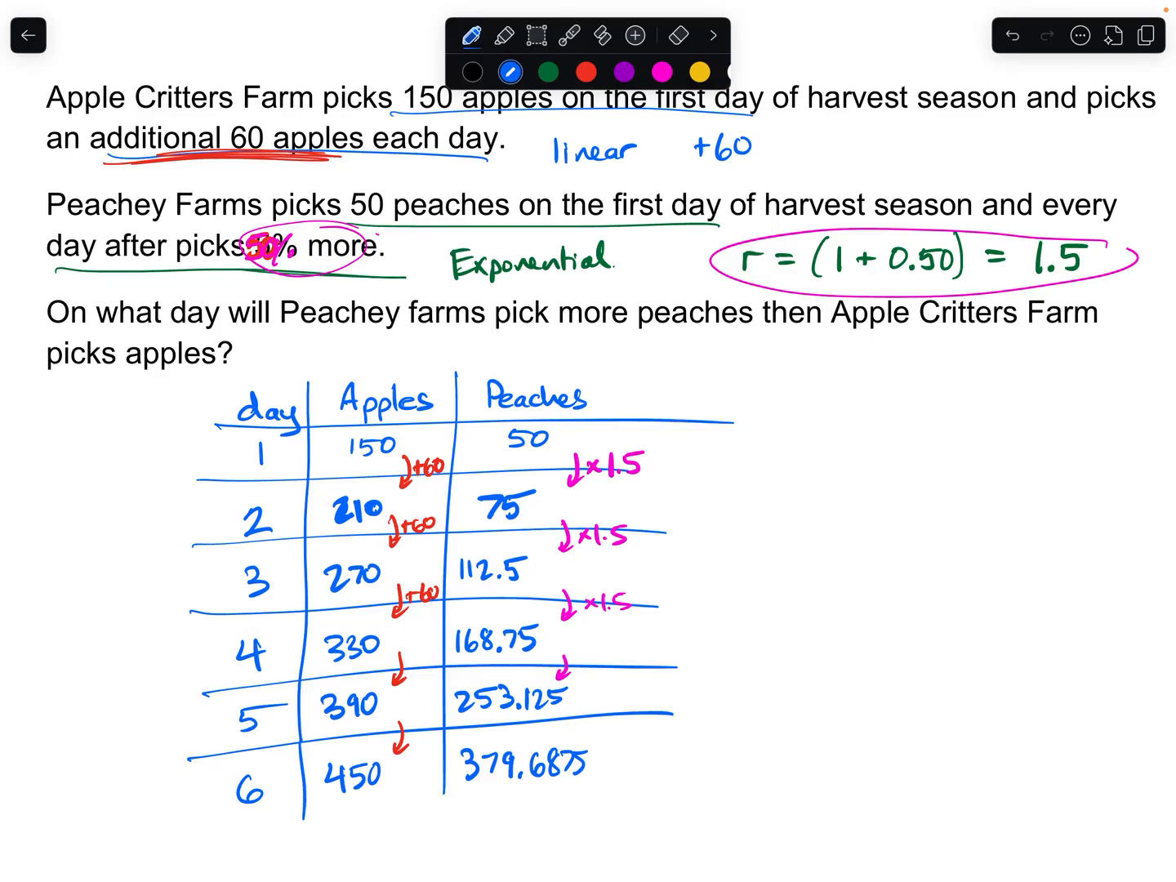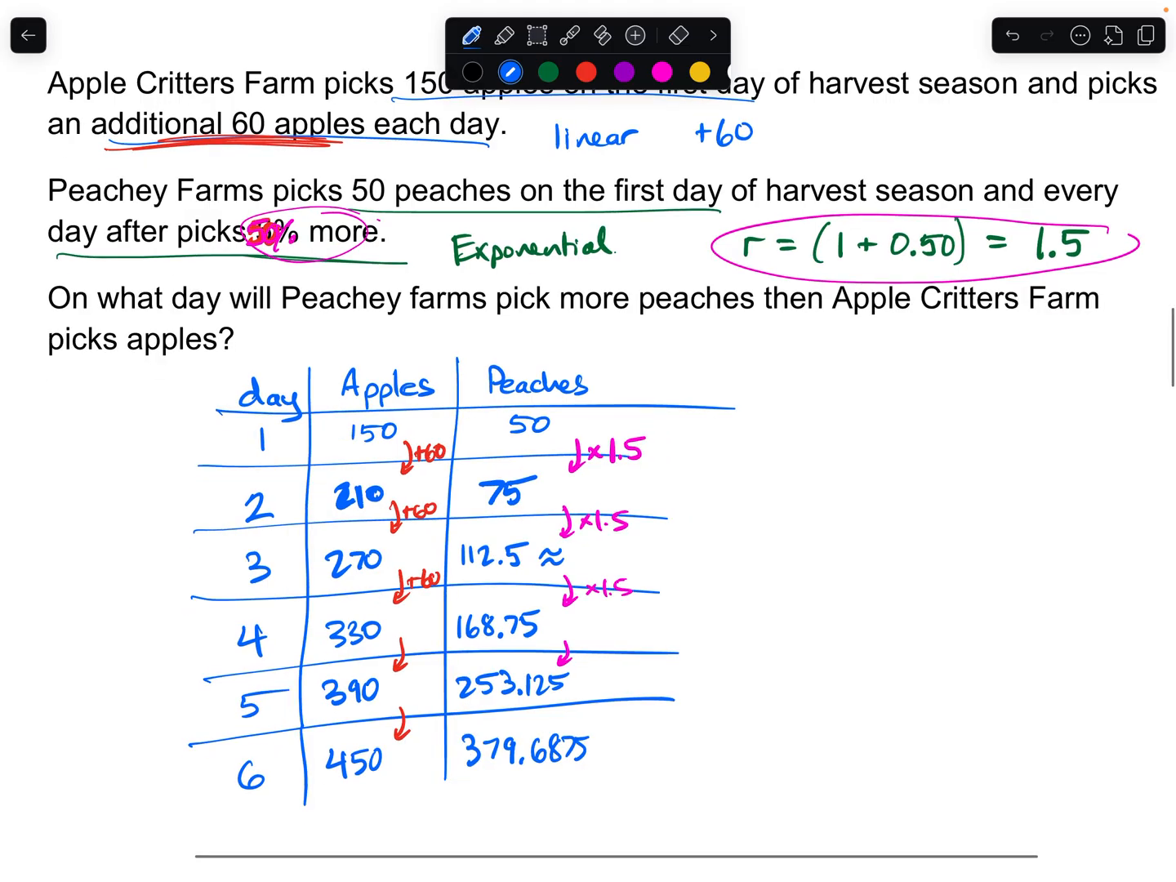Now, we don't really have to write all these decimals. It makes no sense, right? You can't pick half a peach. You can't pick 0.75 of a peach or 0.125 of a peach. And this is where we have to use our own judgment. In this context, we probably want to approximate by not rounding. Rounding is where, if I were to round 112.5, because it ends in a 5, we'd call it 113. But we haven't really picked 113 peaches yet, so we would probably just truncate, which is the fancy word for cutting off the stuff after the decimal. So it's just 112 peaches.